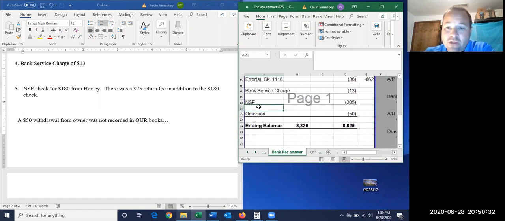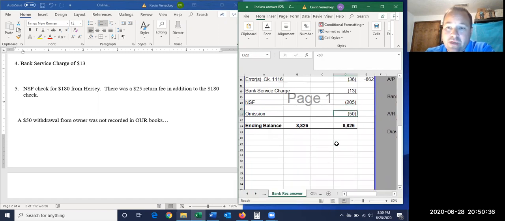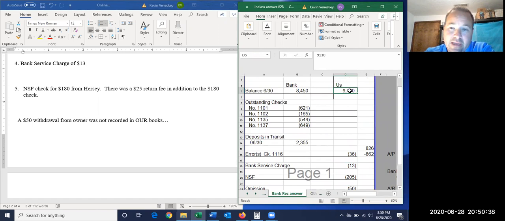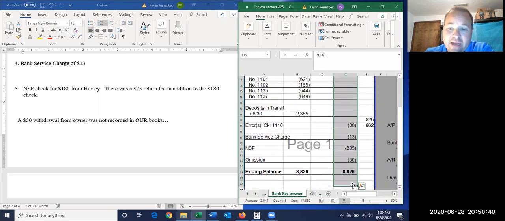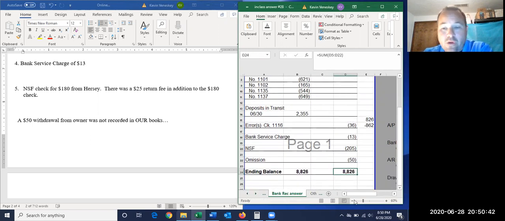Now, when it's all said and done, we need to go ahead and total both sides. We need to start at the top and then combine everything that happened. And we see that our cash T account is now showing $8,826, and the pretend bank balance is also showing $8,826. So we know that our cash is now up to date.